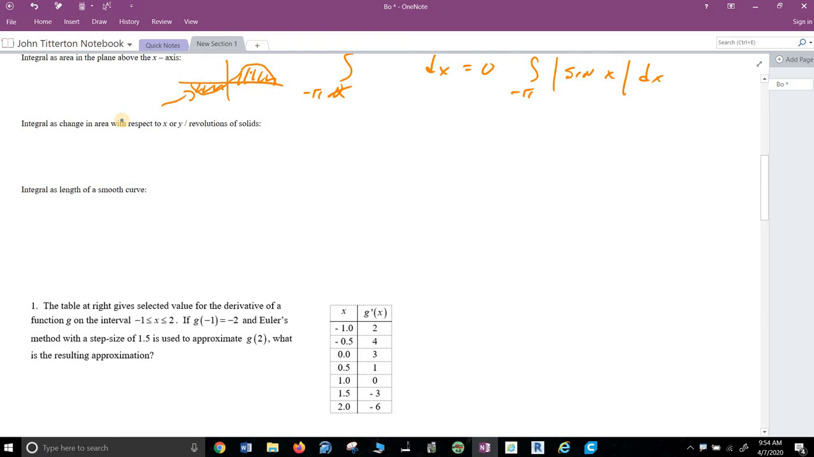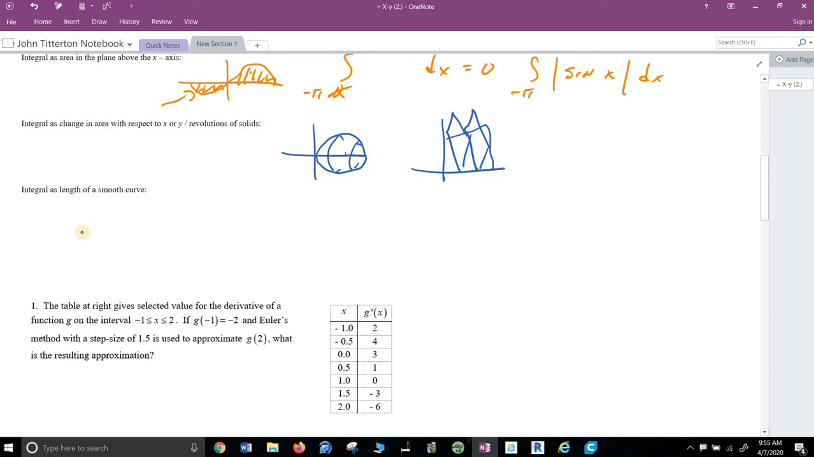So now we got revolution of solids, which I'll do in a little bit. But we get problems like, again, sine. Hey, what if we rotate that around the x-axis so we have all these circles? What if we have some funky shape and we have squares coming up out of that shape? How do we do that? I'll show you that in a minute.